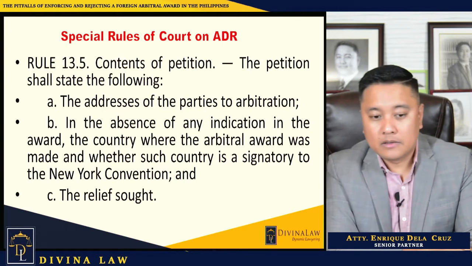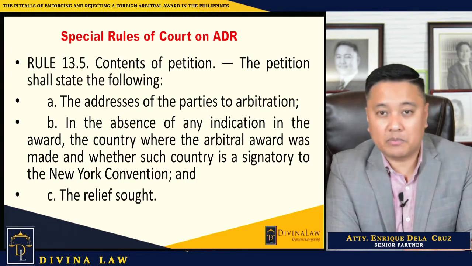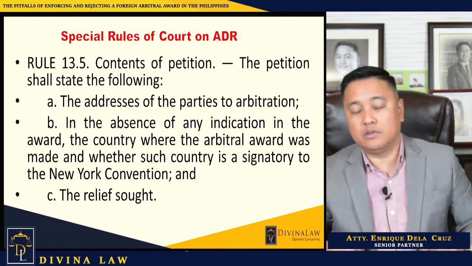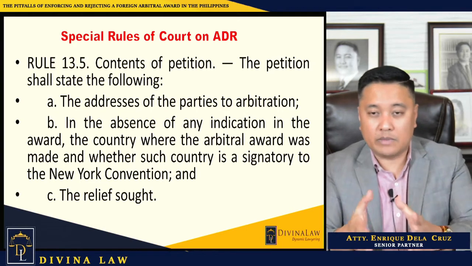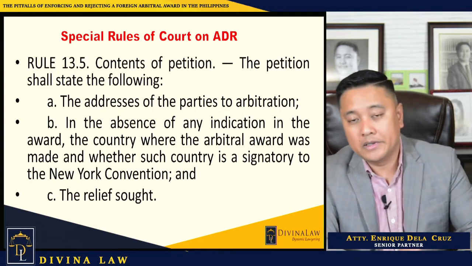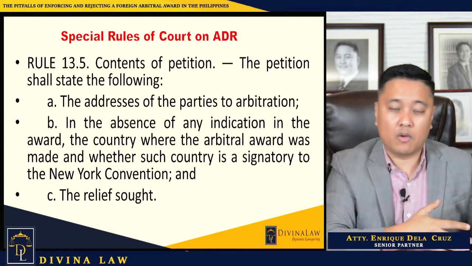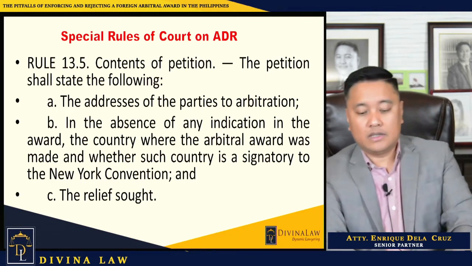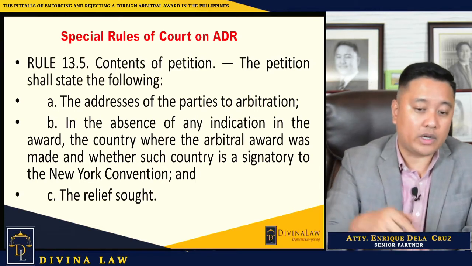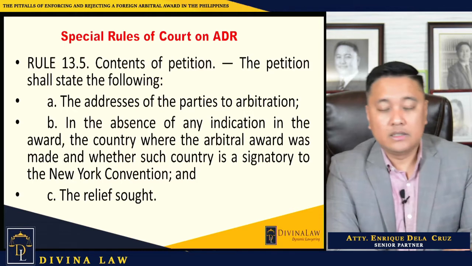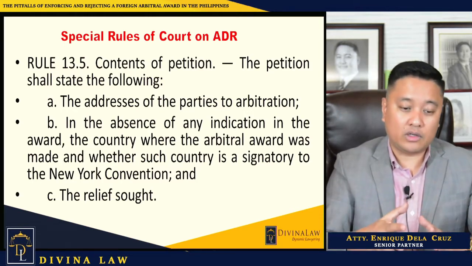So, first, you need to state in the petition the addresses of the parties to the arbitration. And these are the pitfalls. So, who do you sue in that petition? Of course, you will name as respondent the losing party, the one against whom the foreign arbitral award is being invoked. Now, in the absence of any indication in the award, the country where the arbitral award was made must also be stated in the petition, and whether that country is a signatory or not to the New York Convention.